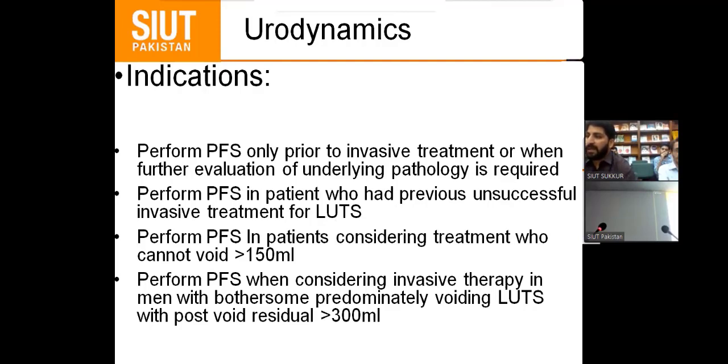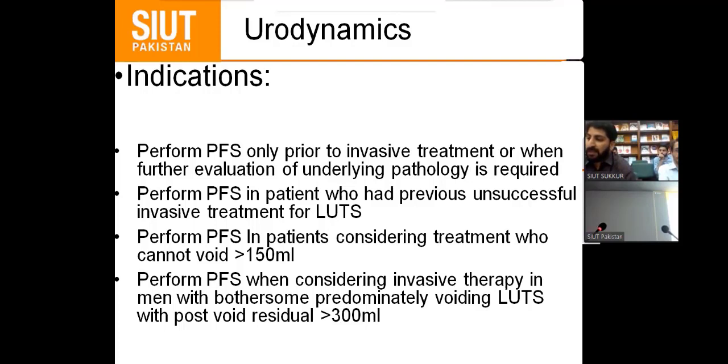And then come the urodynamics. The indication of urodynamics is to perform pressure flow studies only prior to invasive treatment or when further evaluation of underlying pathology is required. Perform pressure flow studies in a patient who had previous unsuccessful invasive treatment for LUTS. Perform urodynamics if the patient is considered for treatment and cannot void greater than 150 ml.